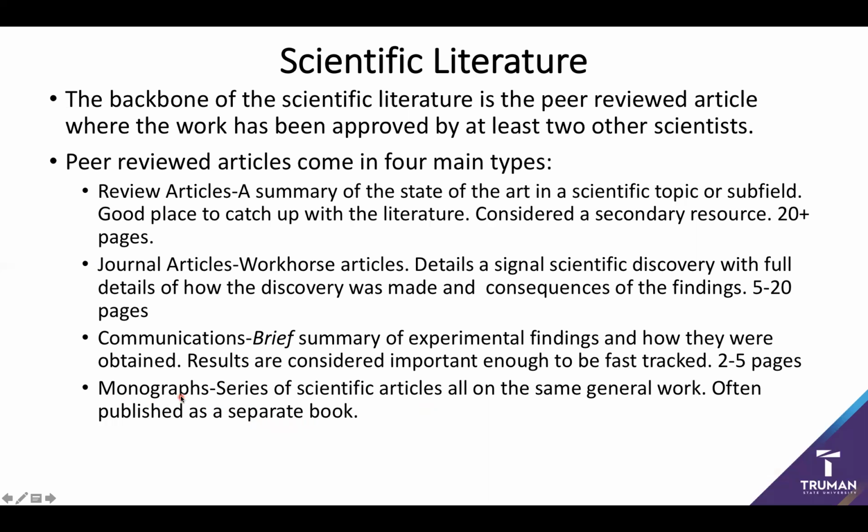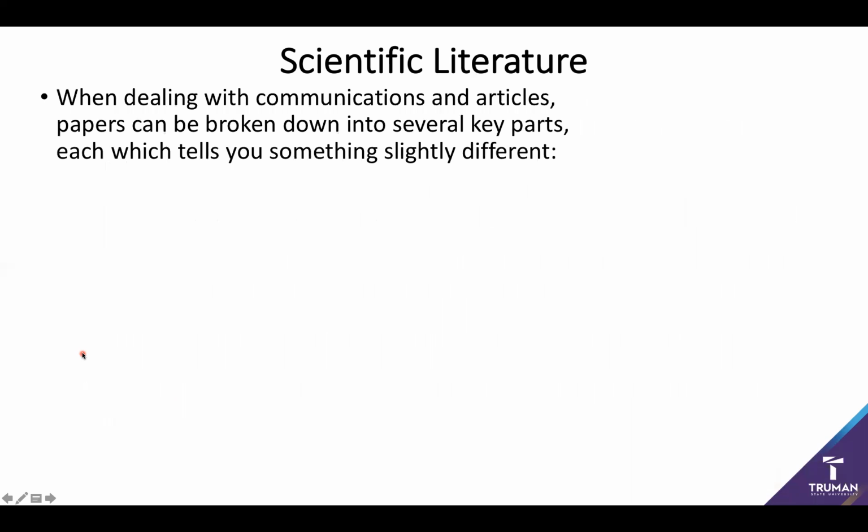So let's go ahead and view these major primary articles. Primary forms of publication: the communication and the journal article. Most of these are written in the same general format. You can break them down into several key parts. If you're just trying to get a good general overview of the scientific literature, you don't always have to read the whole article. There's a couple key bits, each of which can be useful in its own way.